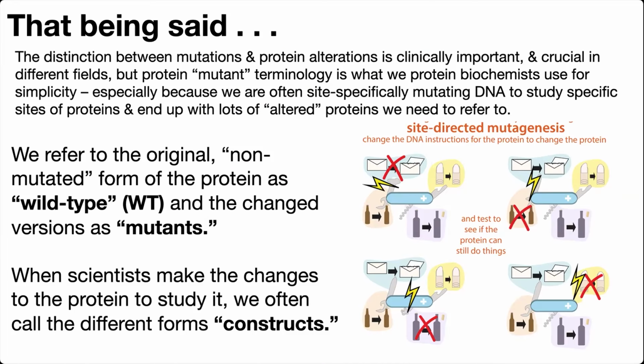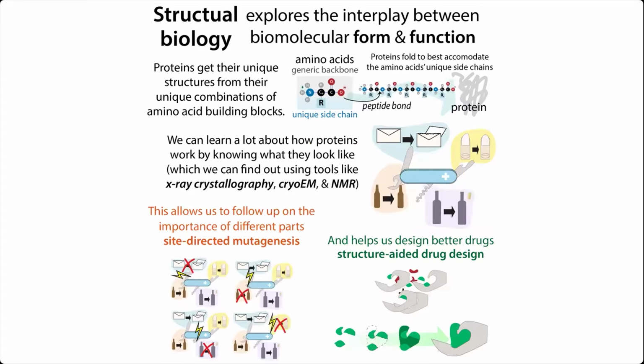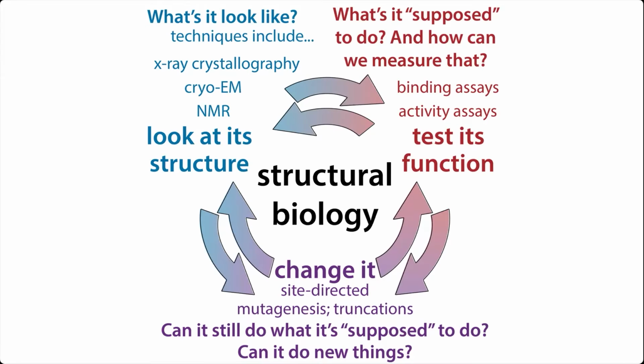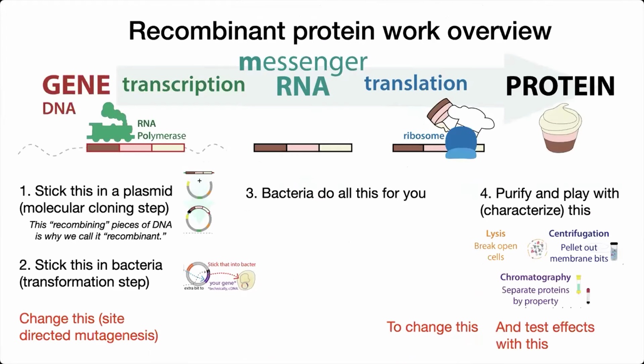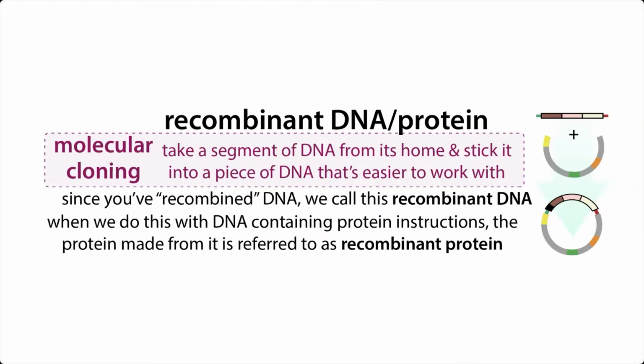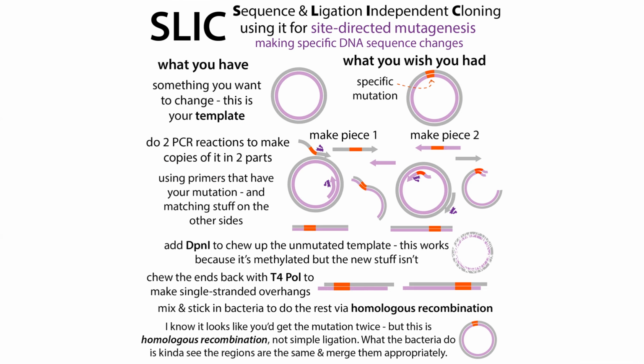And we might generate lots and lots of different constructs, especially if you're in a field like structural biology, where you're trying to explore the interplay between the biomolecular form and function. We use techniques like site-directed mutagenesis to make changes to the sequence of the DNA for the protein in order to make changes to the resultant protein. So we do a lot of site-directed mutagenesis to try to figure out what different regions of proteins do, as well as make proteins that are going to be more amenable for some experimental techniques that we do. Thanks to recombinant DNA technology, we can make these specific changes to that DNA.